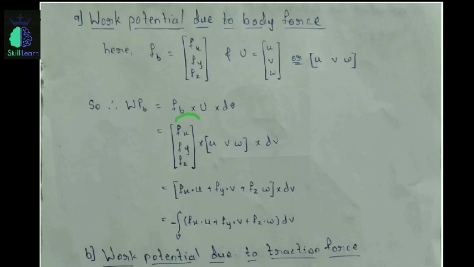First multiply the first term, that is Fx into U, then the second term, Fy into V, then the third term, Fz into W. In short, the horizontal value is multiplied with the vertical value. When we multiply that, we get the equation Fx into U plus Fy into V plus Fz into W into dV. So this is the work potential due to the body force.